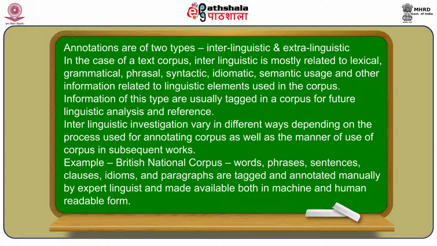Interlinguistic investigation varies in different ways depending on the process used for annotating corpus as well as on the manner of use of corpus in subsequent works. A fine example of interlinguistic annotated corpus is the British National Corpus, in which words, phrases, sentences, clauses, idioms, paragraphs are tagged, annotated manually by some expert linguists and made available both in human readable and machine readable form.